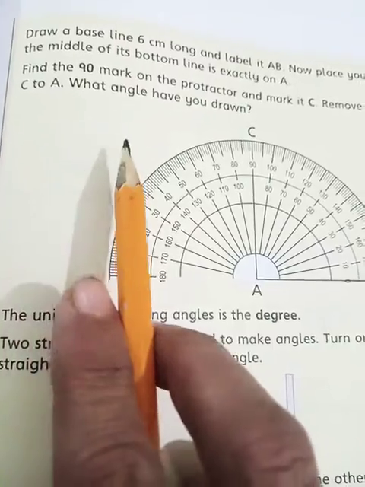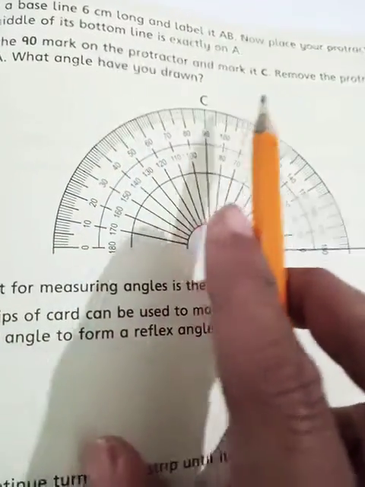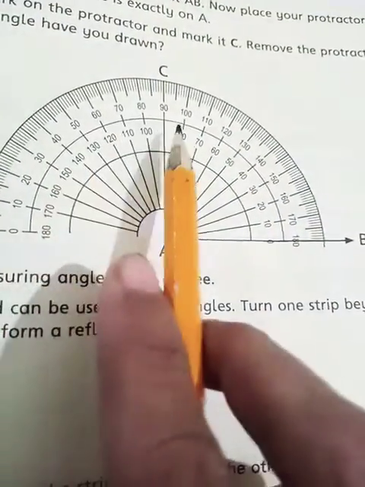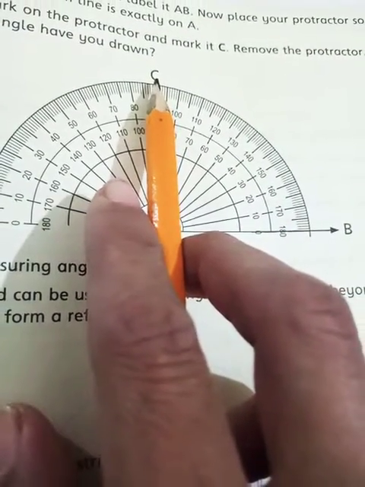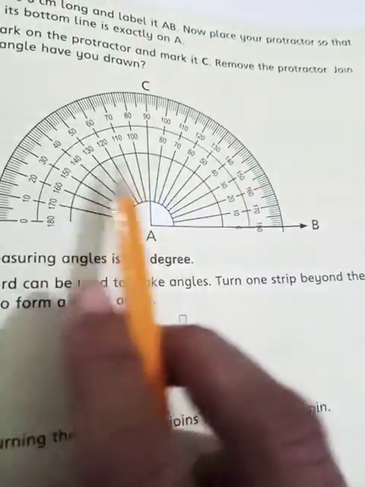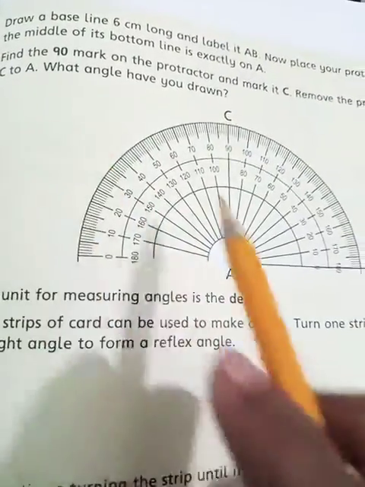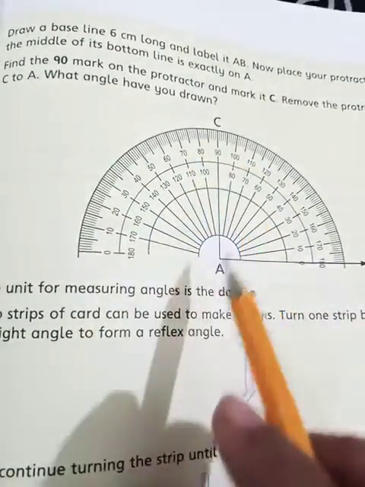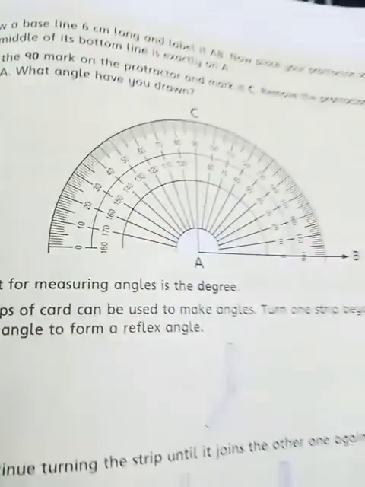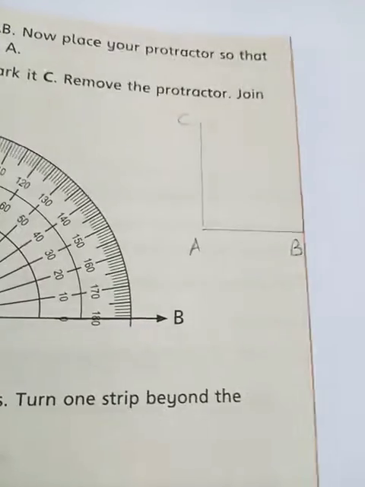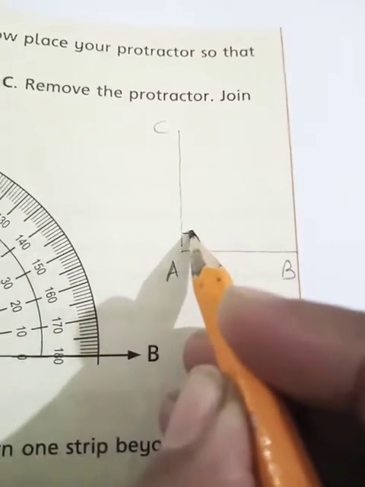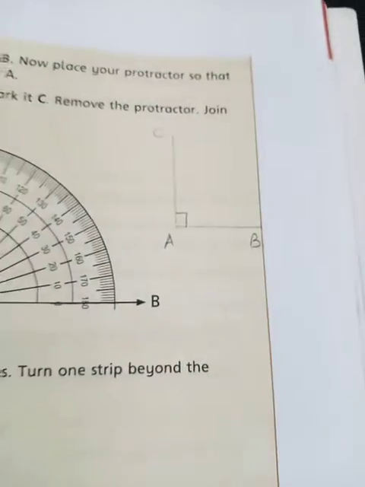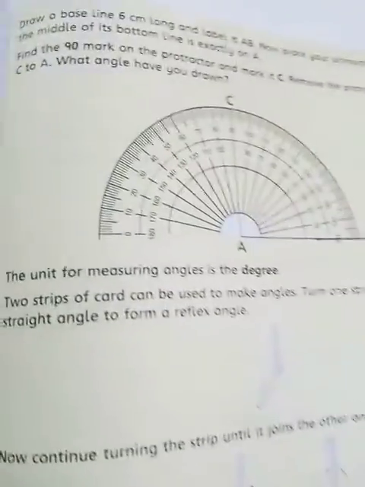Find the 90 mark on the protractor and mark it C. Now, where is the 90 mark? This is the 90 mark. So, mark it as C. Remove the protractor. Okay. Join C to A. Like this, C to A. What angle have you drawn? Which angle have you drawn? This is 90 degree, right? Right angle is the 90 degree.